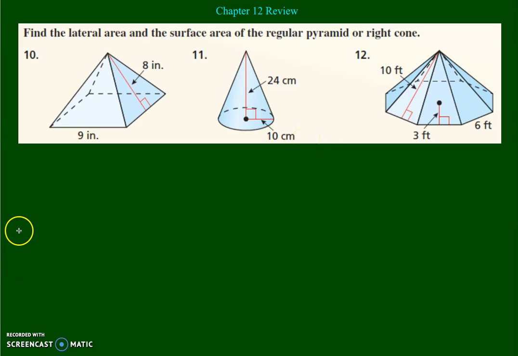Let's begin. For problem 12, lateral area is 1/2 base times height, which is the area of one triangle, and this is an octagonal pyramid because the base is a regular octagon. So we multiply this by 8. That gives us 1/2, the base is 6.